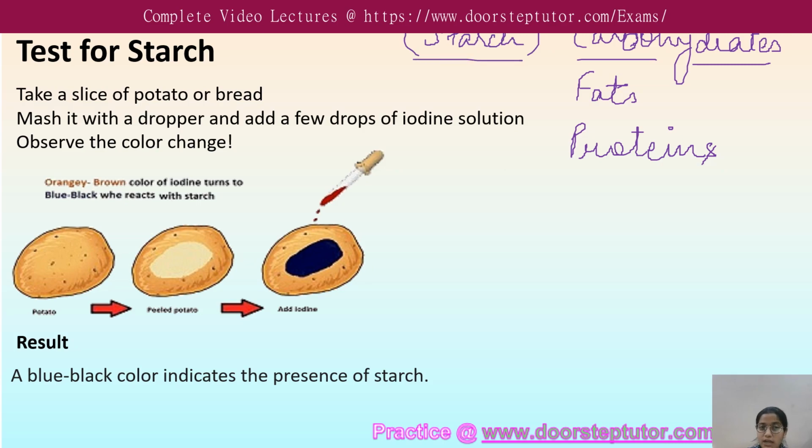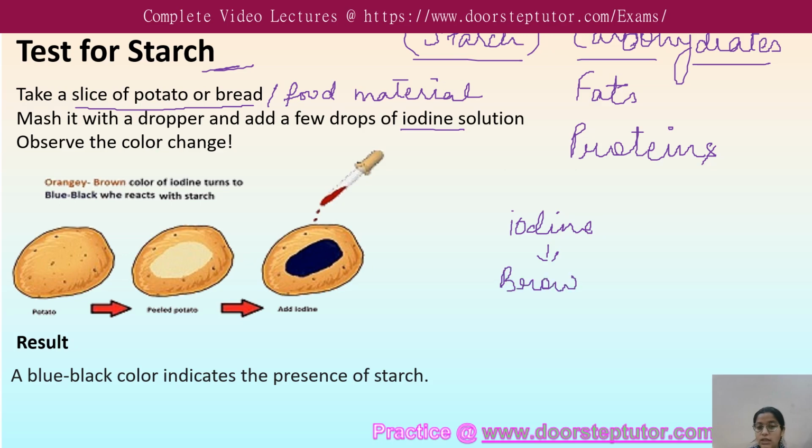So when we talk about starch, there is a method by which we can identify it. To test for starch, what do we usually take? We take a slice of potato or bread. Any starchy food can be taken, but usually potato and bread have a high amount of starch. So we take a slice of the potato or bread, or the food material you want to test. You are going to mash this with a dropper and add a few drops of iodine solution to it. Iodine solution is in nature a brownish colored liquid, right?